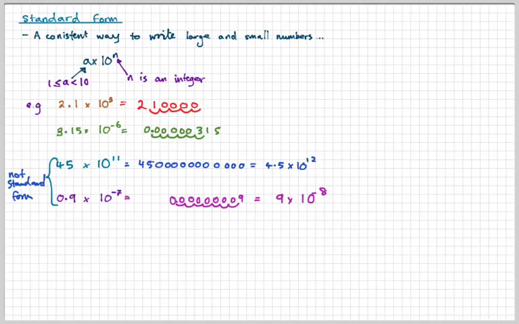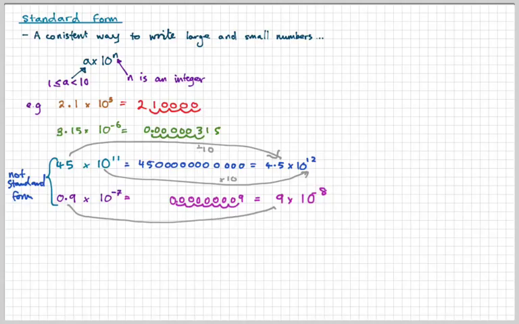Another way to change a number that's not in standard form, thinking about it slightly differently, is to change 45 to 4.5. We've divided by 10, so to change 10 to the power of 11 to 10 to the power of 12, we have to times by 10 to make sure that the number at the end is the same as the number we started with. Similarly, this one, from 0.9 to 9, we times by 10. So what do we have to do from 10 to the minus 7 to 10 to the minus 8 in order to keep the number the same size? Well, we have divided by 10.